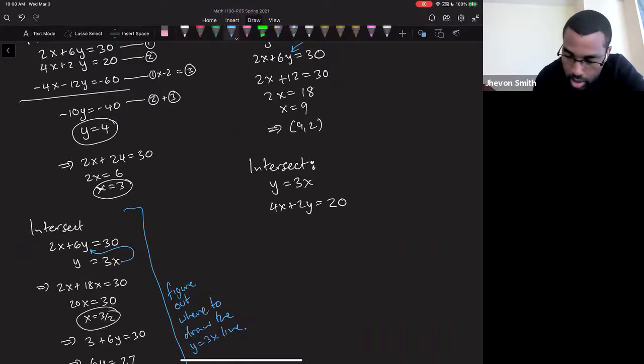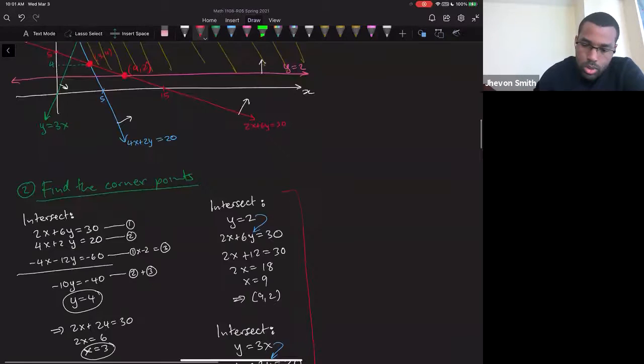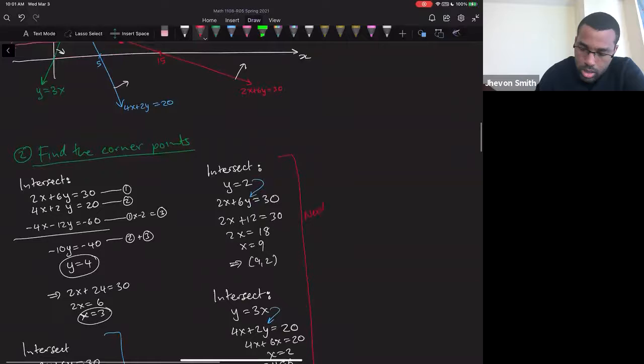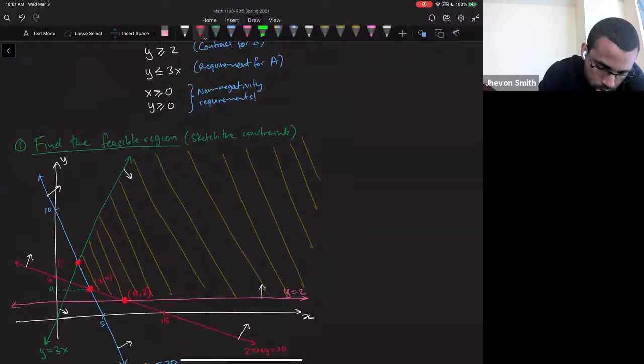So again, I could plug in the y here. That would mean that 4x plus 6x equals 20. 10x equals 20, that means x equals 2. This means your y equals 6. So you have 2 comma 6. So these guys here are the needed corner points. Those 3. So 2 comma 6 is the other one, so I can write that in.